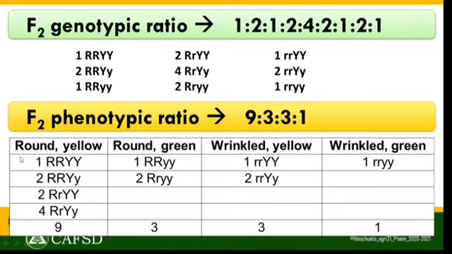Okay, how do we determine that? This genotype is for round and yellow because the dominant gene codes for round and the dominant gene for seed color is yellow. Remember that the dominant is round and yellow. Recessive is for green and wrinkled. Okay, again, the phenotypic ratio is 9:3:3:1.